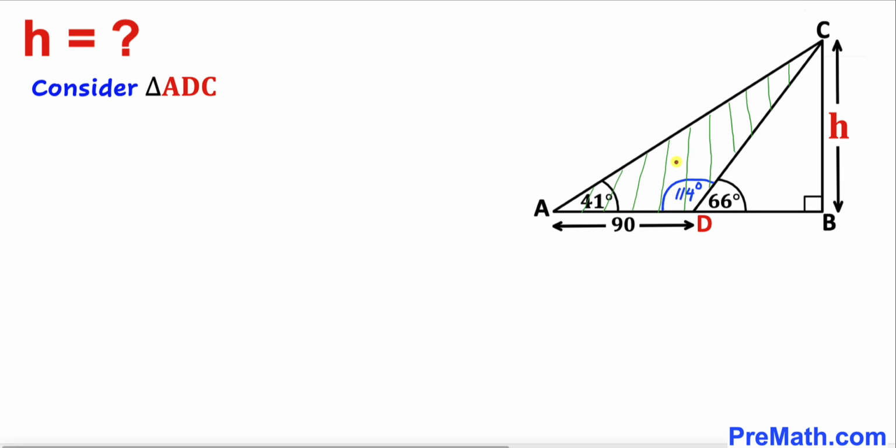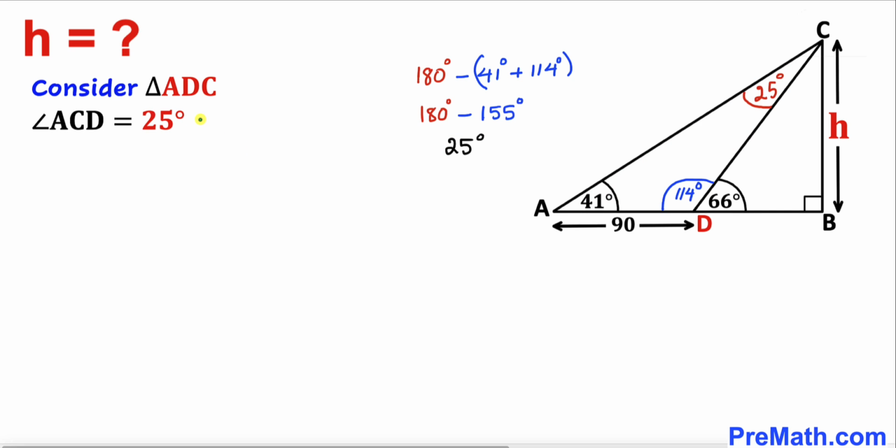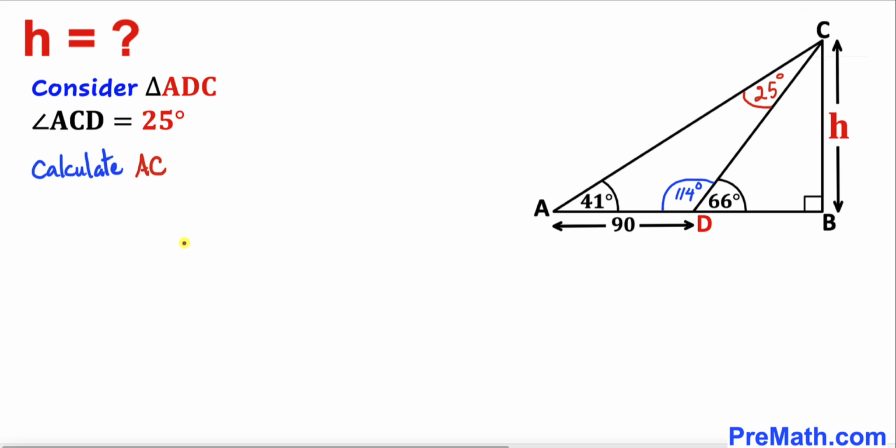And here's our next step. Let's focus on this triangle ADC. We know that the sum of these three angles is 180 degrees. So therefore this angle C turns out to be 25 degrees. So I'm going to write down this angle is 25 degrees. So therefore this angle ACD is 25 degrees.